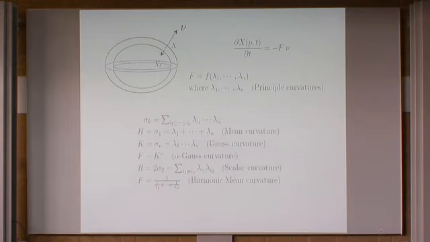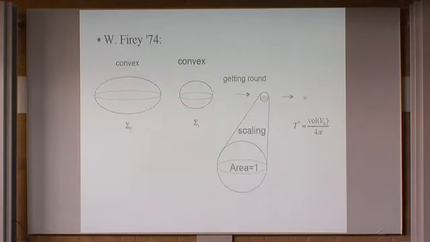Or you can look at the harmonic mean curvature, and those curvatures have different applications in engineering. So you can observe mean curvature flow in phase transition, Gauss curvature flow in the rolling stone, and harmonic mean curvature flow in general relativity. Okay.